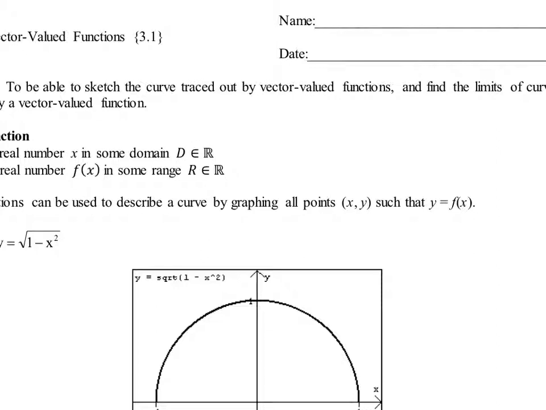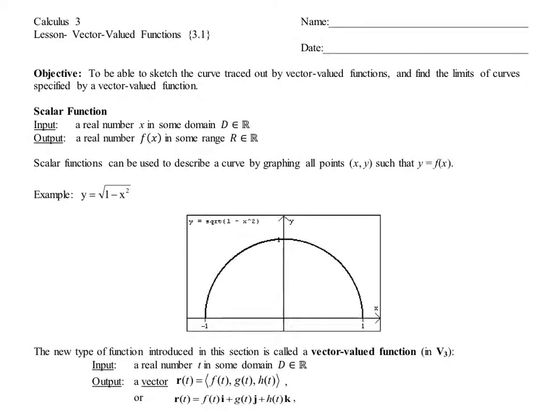Scalar functions could be used to describe a curve by graphing all points, just as you would expect. So you have something like y equals the square root of 1 minus x squared. And you say, oh, okay, well that's a scalar function. Cool. So it's a function. Well, yes and no. It's a function in 2 dimensions, but how does it play out in 3 dimensions? That's what we're really going to learn about.